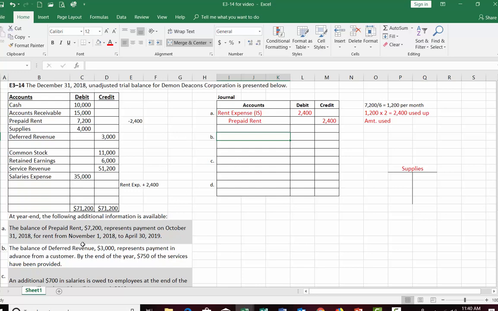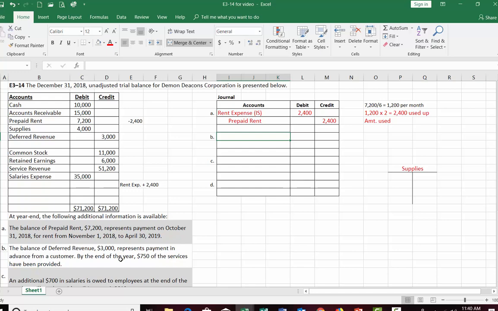Next up, balance of deferred revenue, $3,000, represents payment in advance from a customer. By the end of the year, $750 of the services have been provided. All right, so let's recall, what is deferred revenue? It means that a customer came and paid you for services that you have not yet provided. All right, think about buying tickets, season tickets, for any kind of sports team, right? You paid the money, but the sports team hasn't earned the revenue yet.